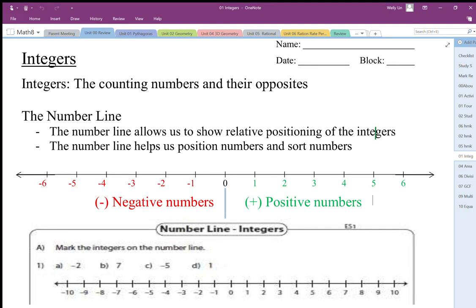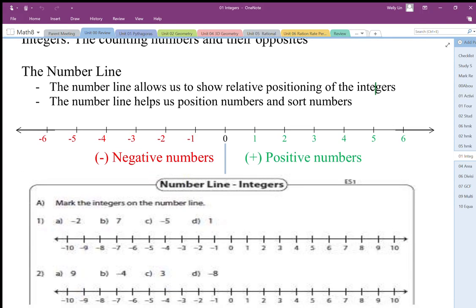In math, we often want to have some kind of visual to understand the math that we're dealing with. And to visualize integers, we use the number line. The number line allows us to show the relative positioning of these numbers, and allows us to sort these numbers. Now, this allows us to look at integers in a slightly different way. Integers are basically the location of a number on the number line. It's a place. It allows us to find the position. So an integer tells us position.